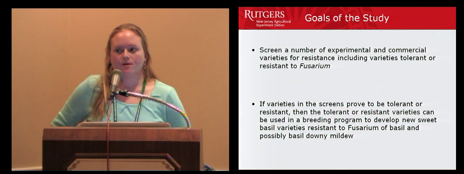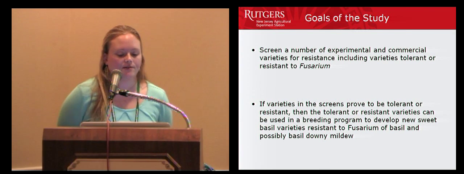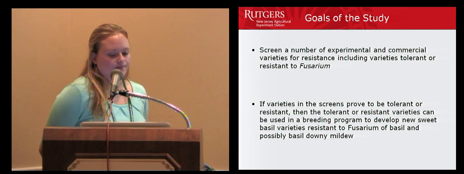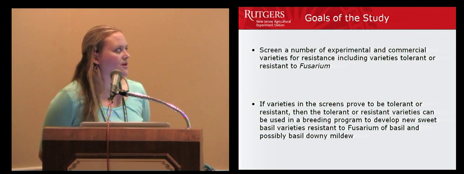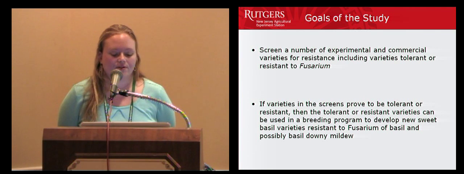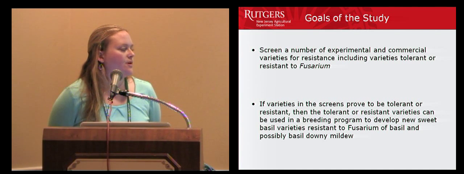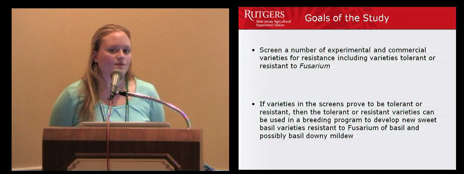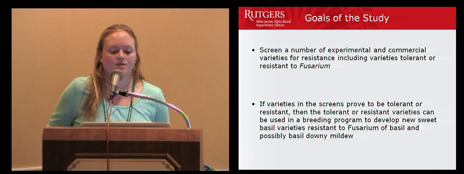So the goals of the current study are to screen a number of experimental and commercial varieties for resistance, including varieties that are so-called tolerant or resistant to Fusarium. And if they prove to be tolerant or resistant, then they can be used in a breeding program to develop new sweet basil varieties resistant to Fusarium basil and hopefully basil downy mildew, as Rob mentioned.